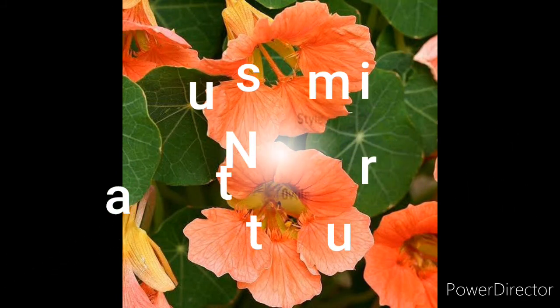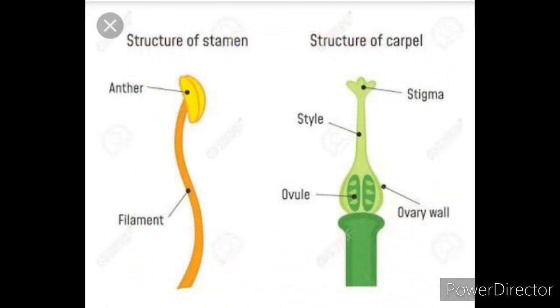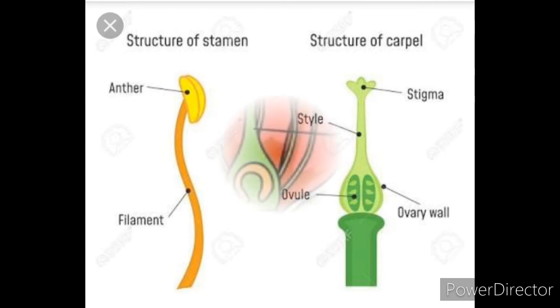Let's discuss the sexuality in flowers. The flowers may be male, female, or bisexual. The anthers of the stamens produce pollen, which forms the male gametes. The ovary of the carpels bears the ovule, which encloses the female gamete. The stamens and carpels are the male and female parts of the flower, respectively.